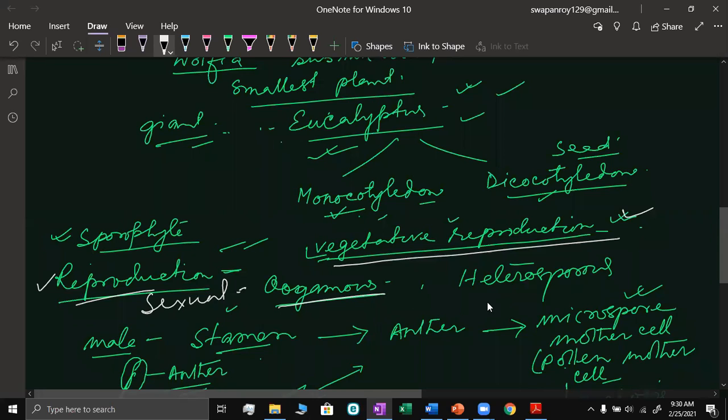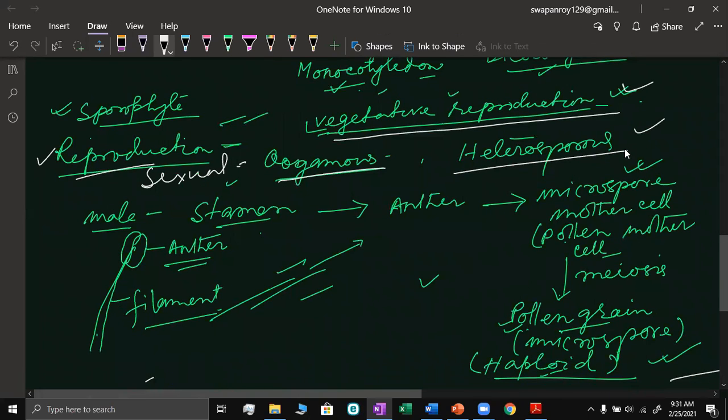oogamous type, and all the plants of angiosperms are heterosporous, so they produce microspores and megaspores. The microspores are also known as the pollen grain. These microspores are produced in the male reproductive structure. The male reproductive structure is stamen, and in the stamen there is filament and anther.